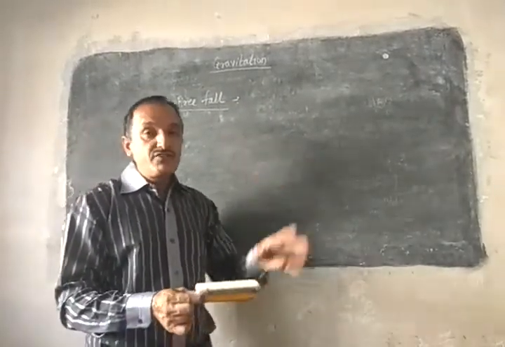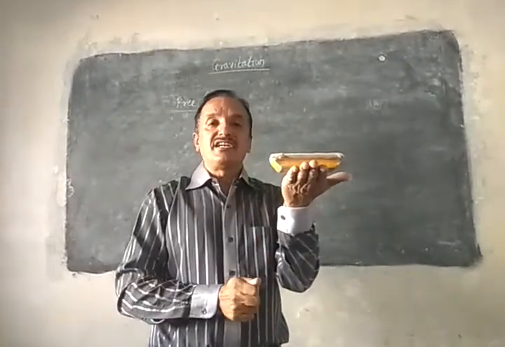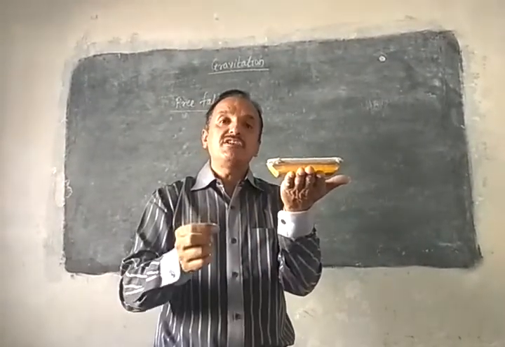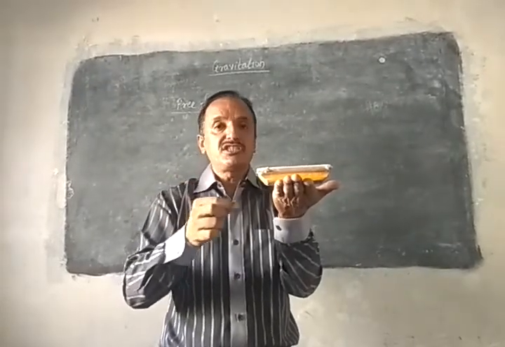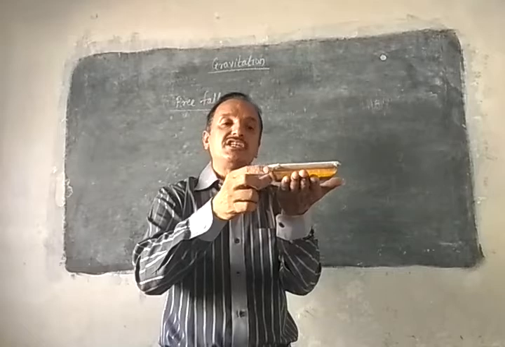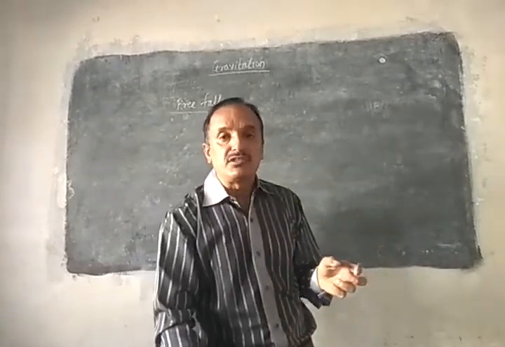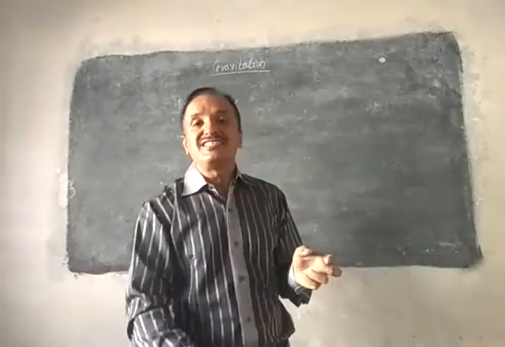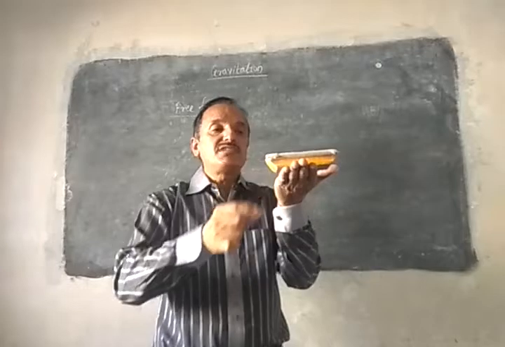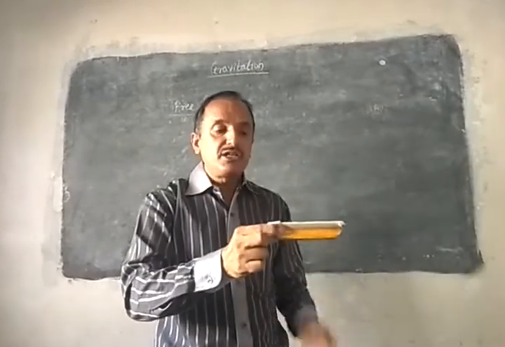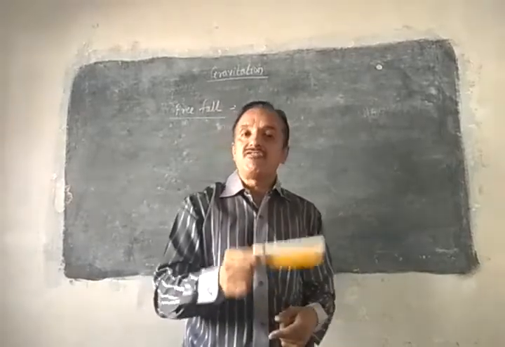So for free fall, initially the object is at rest. So initially, for denotation we are using small u as the initial velocity. It is taken as 0. And then we leave it, it falls down. Its velocity goes on increasing. So when any object falls down under the influence of gravity, it is a free fall.